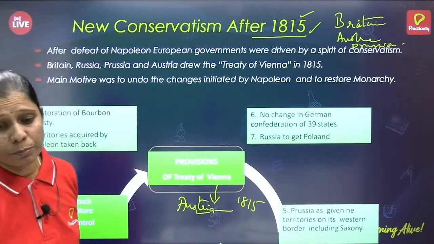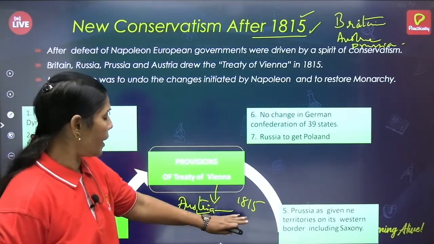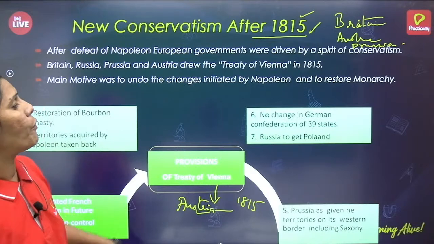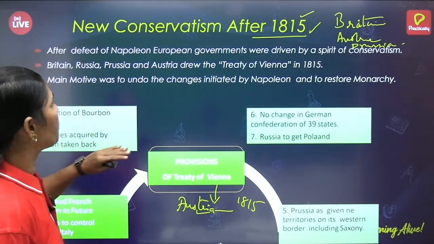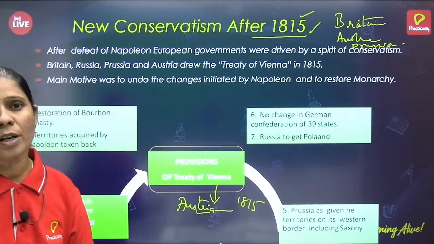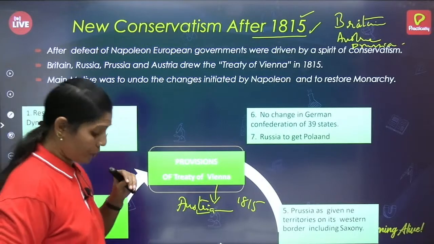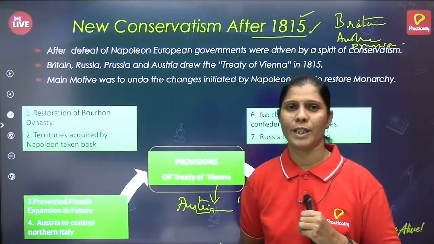So during this period, in this agreement, they made some changes. After the defeat of Napoleon, they redrew the structure of Europe. So they distributed the lands which were occupied by Napoleon, that is France.